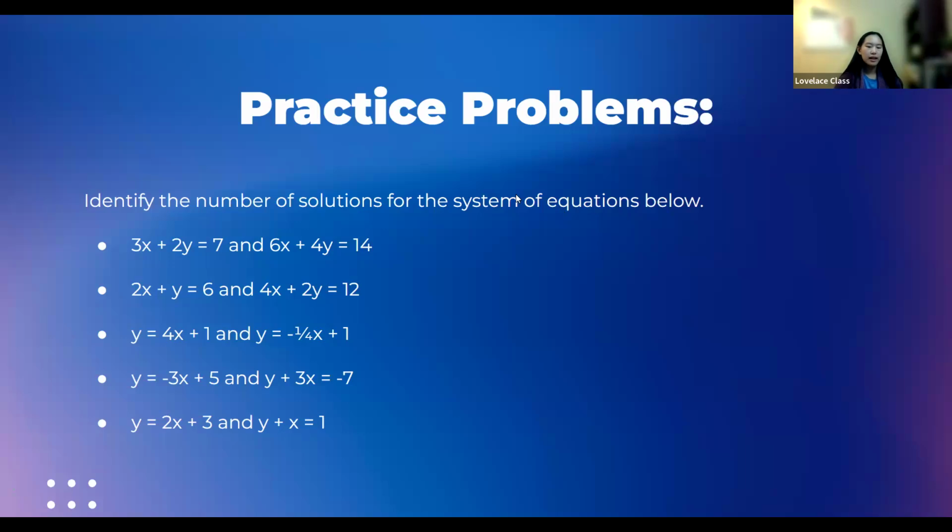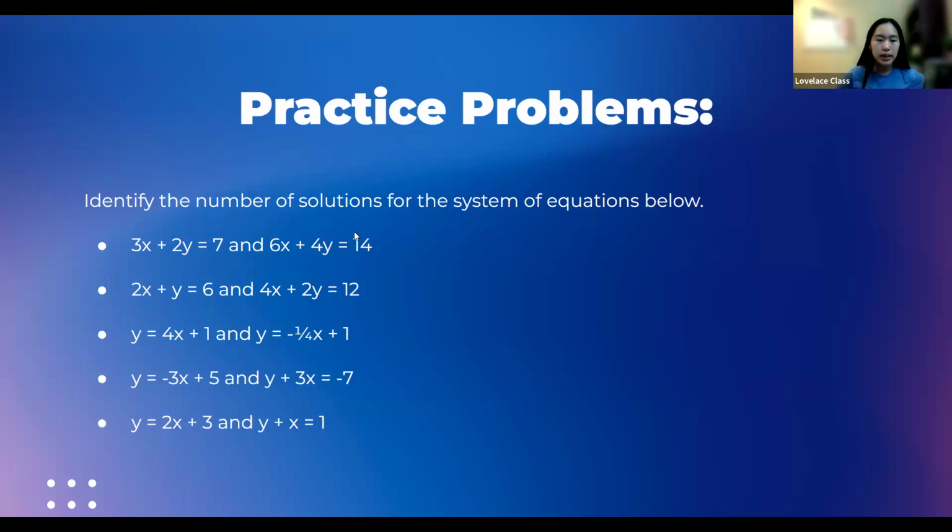Perfect. Okay. So the first one is infinite because we can factor out a 2, just like Darlena said. So good job. You can factor out a 2, so 6 becomes 3 and 4 becomes 2, and then 14 just becomes 7. And that's the exact same equation as the first one. So yeah, that one has infinite.